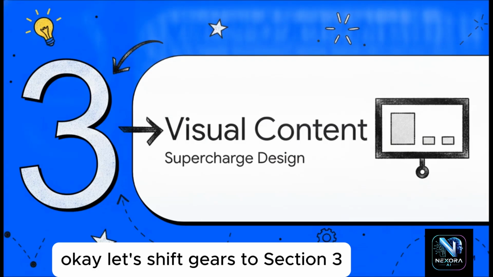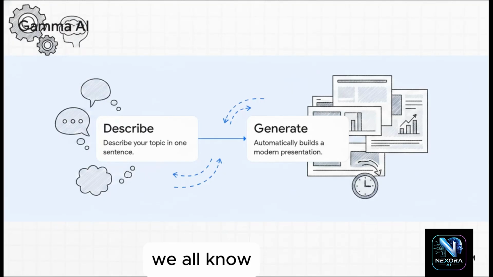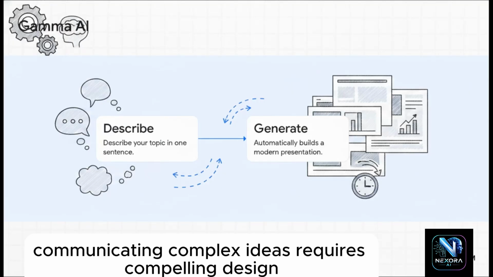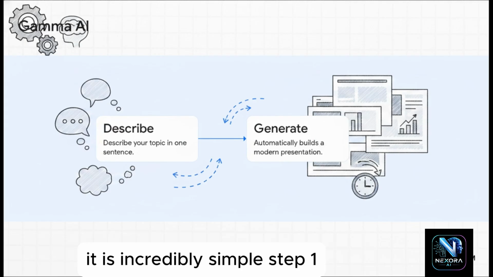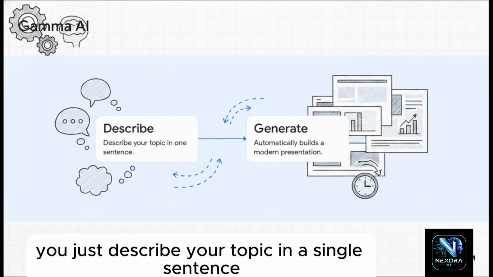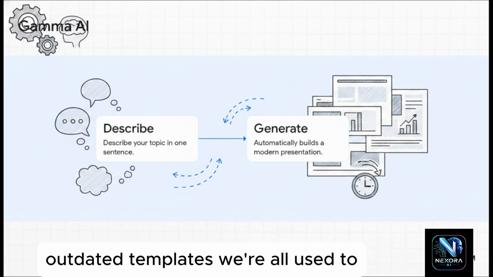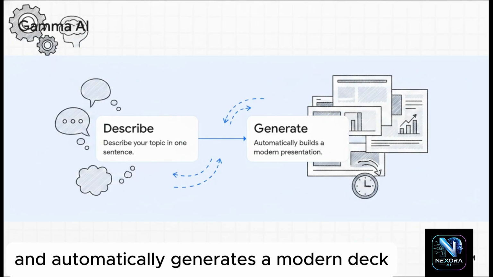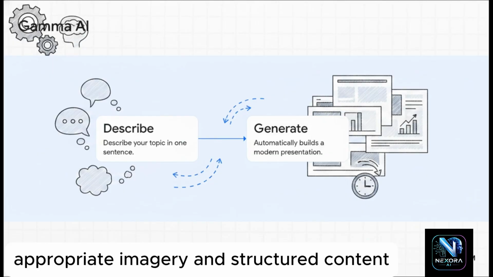Okay, let's shift gears to Section 3, Supercharge your visual content. We all know communicating complex ideas requires compelling design, and Gamma completely automates this workflow. It is incredibly simple. Step 1, you just describe your topic in a single sentence. Step 2, Gamma bypasses those rigid, outdated templates we're all used to and automatically generates a modern deck fully populated with layouts, appropriate imagery, and structured content.